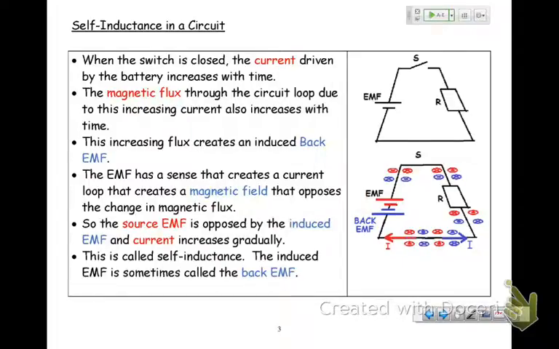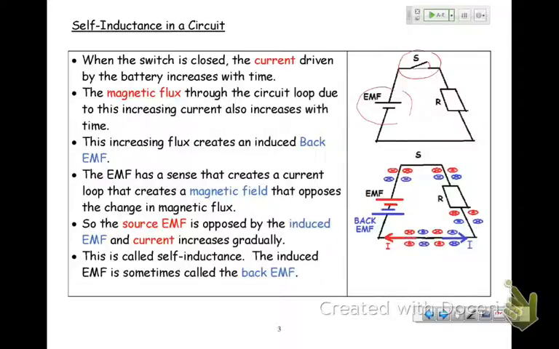Okay, so here's a circuit. I drew it in perspective so you could see the magnetic field kind of going into the table, if you like. It consists of a switch, a resistor, and a power supply. It's a DC power supply. At the moment nothing's happening because no current can flow. And then we close that switch.